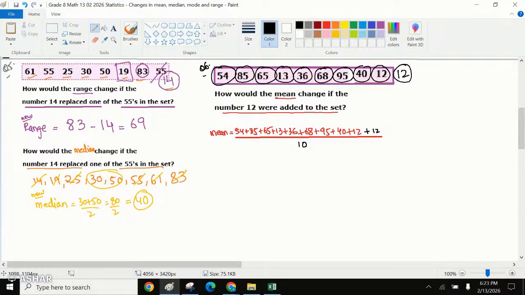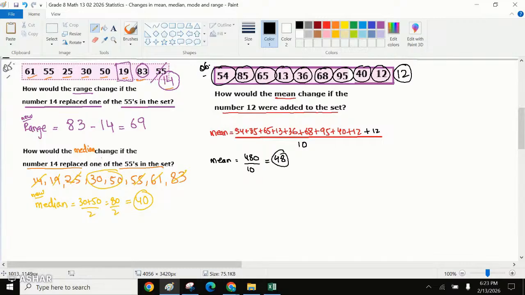So 54 plus 85 plus 65 plus 13 plus 36, 68, 95, 40, 12, and 12, right? That means the mean will come out to be 480 divided by 10. That means the new mean is 48.